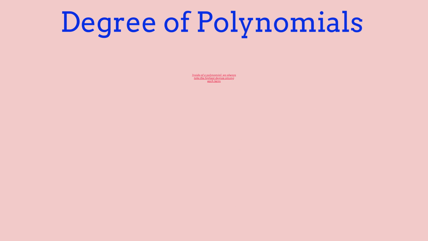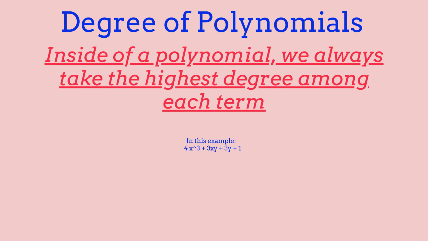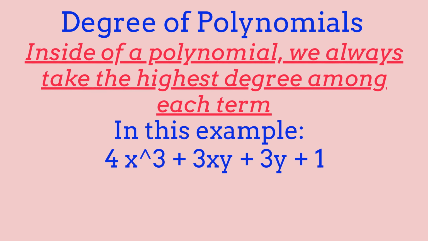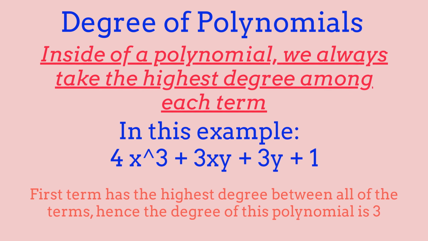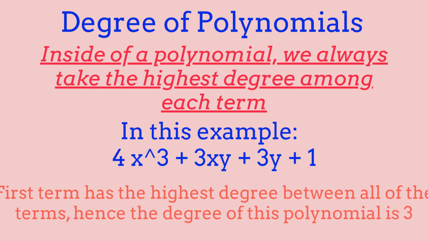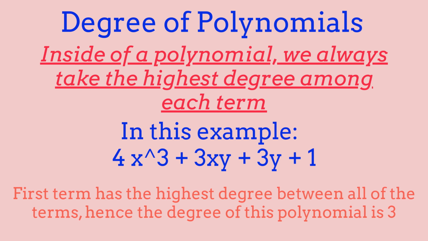And inside of a polynomial, we always take the highest degree among each term. So if we have 4x to the power of 3 plus 3xy plus 3y plus 1, we would obviously take the first term because it has the highest degree among the terms, hence the degree of this polynomial is 3. So if we look at the first term, we see 4x to the power of 3, which is a degree of 3.